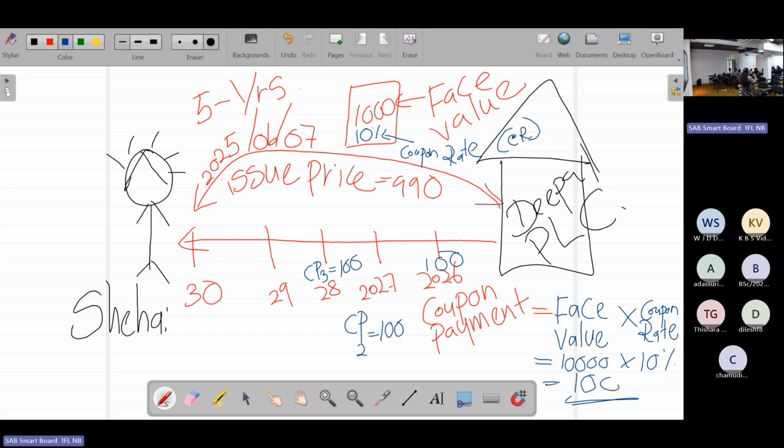Fourth year coupon payment, again 100. CP4, coupon payment at the end of the fourth year.